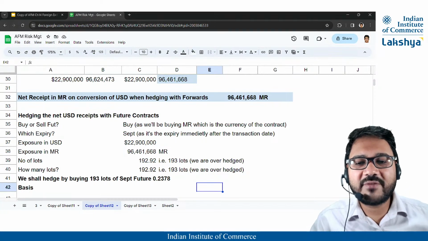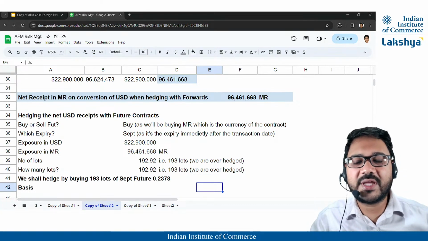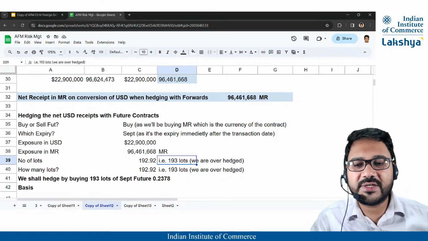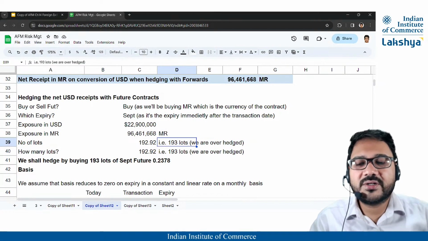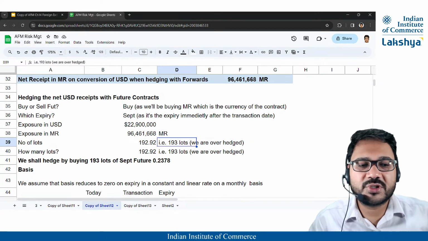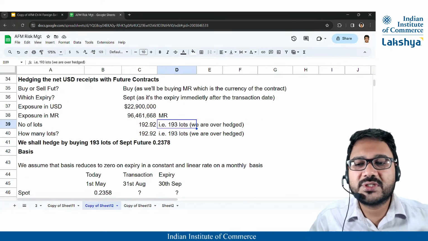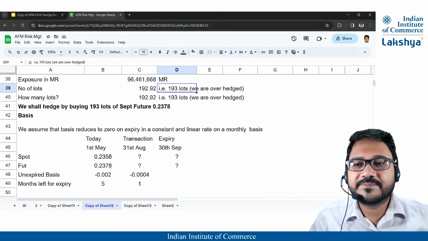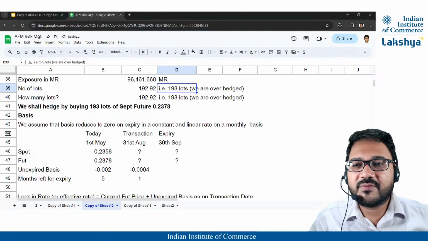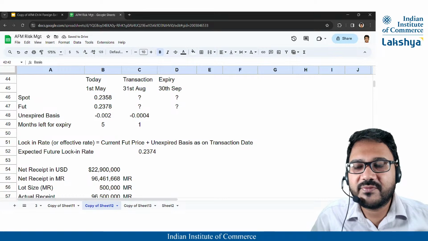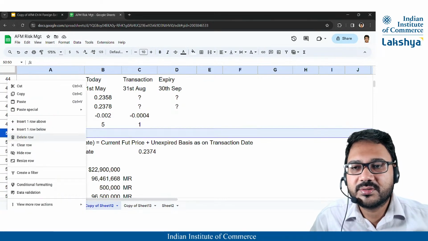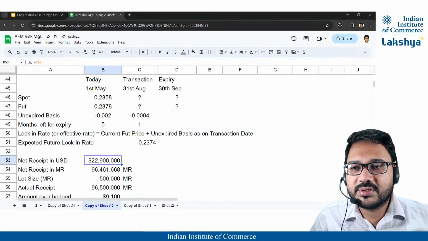You should have ideally taken 192.92 lots, but you end up taking 193 lots, so you are over hedged. So we shall hedge by buying 193 lots of September futures at a price of 0.2378. This basis part we have already discussed. Lock-in rate we got. Let me just delete this.